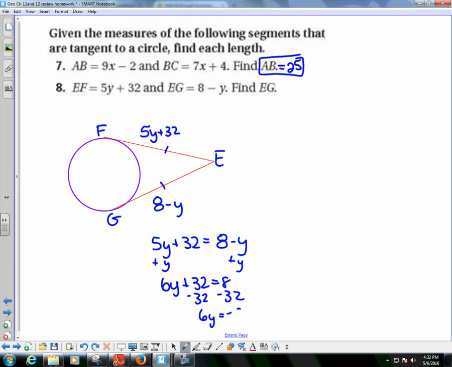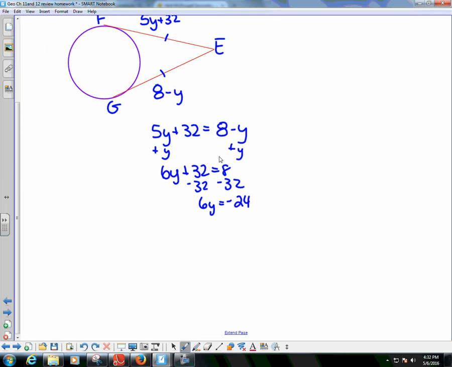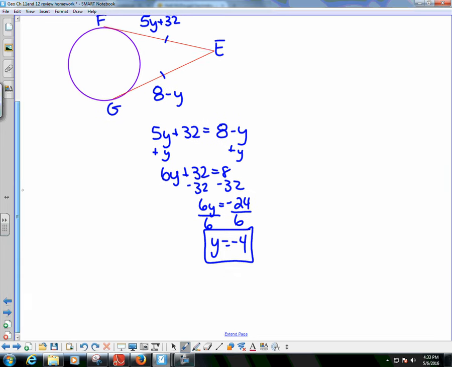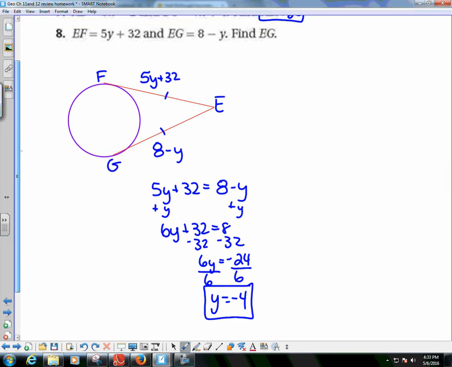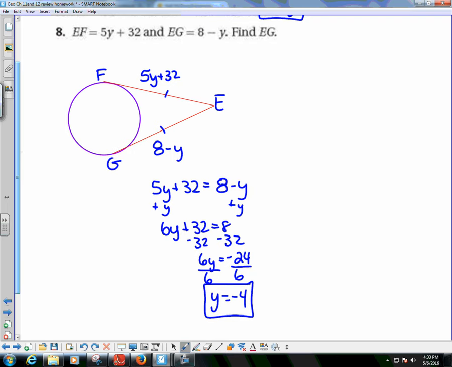That's negative 24. I'm going to divide both sides by 4. Y equals negative 4. Again, it doesn't ask me what y equals. It asks me what the value of EG is. It wants to know how long EG is.